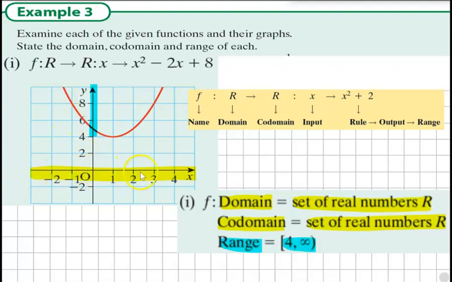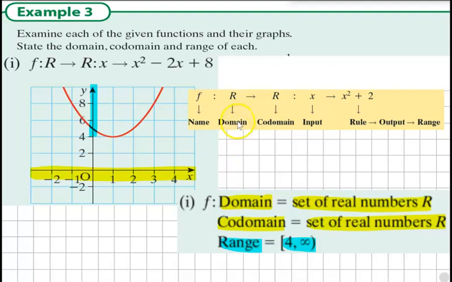And we can see that it is all the numbers on the number line, so it's highlighted in yellow. So it's -2, -1, 0, 1, 2, 3, 4, but it's also all the numbers to the left of -2, all the numbers to the right of 4, and all the numbers in between. So all the fractions, all the decimals, so all the numbers on the number line. So the domain is the set of real numbers, capital R, and it's all the numbers on the number line, highlighted in yellow.